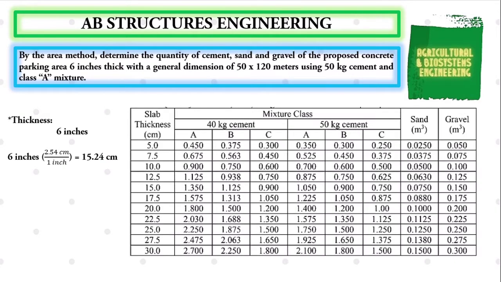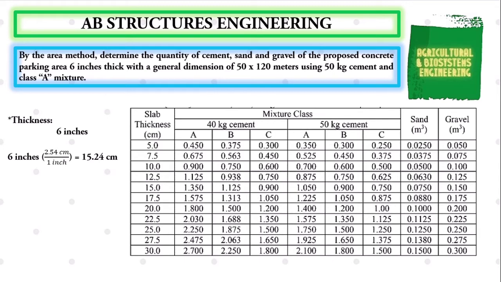Now, we have a table necessary for determining the quantity of our cement, sand and gravel. The table flashed on your screen is from Max Fajardo's book named Estimate. Our thickness is 15.24 centimeters. However, if you see it in the table, we don't have exact values for it. Now, to solve for the materials using this thickness, we apply the concept of interpolation.